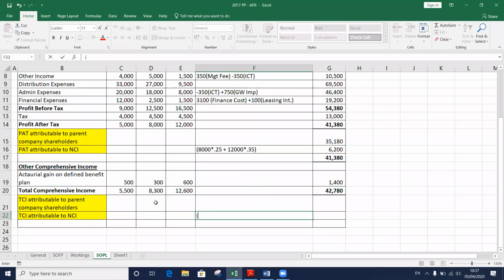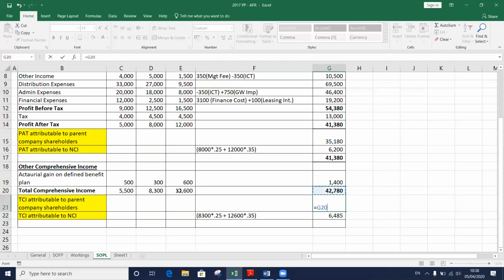You can see it from here. The total comprehensive income of Acer PLC is 8,300. Out of that, the NCI percentage is 25%. Right. The total comprehensive income of the other company is 12,600. Out of that, the NCI percentage is 35%. So out of this 8,300, the NCI percentage is 25%. Apart from that, out of this 12,600, 35%.